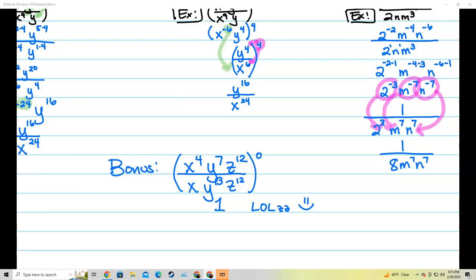The answer is done. You can go ahead and distribute this, and you can simplify all you want. But again, you have all of this raised to the 0 power. Anything to the 0 power is 1. You're done. So if you can recognize it, great. Go for it. Just write the 1 and you're done.